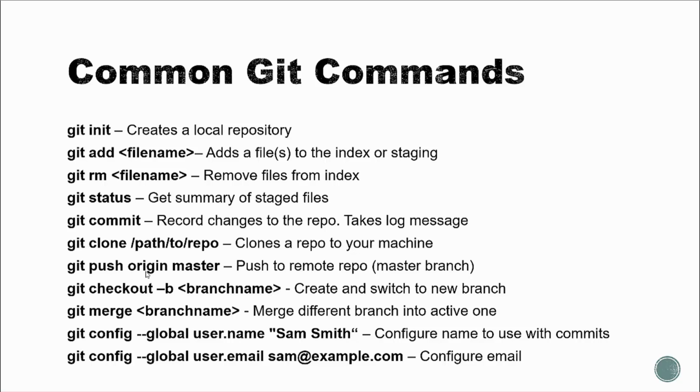Git push origin master will push to the remote repository to the master branch. Git checkout -b branch name. So this will create a new branch and switch to it. If you leave out the -b, that'll just switch to a branch that already exists. Git merge branch name will merge a different branch into the active one, okay, whatever one you're in. And then these two git config commands down here, this is to configure your name to use with commits, and this will configure your email. Alright, so these are just some of the more used commands in Git, and we're going to get to all of these later on.